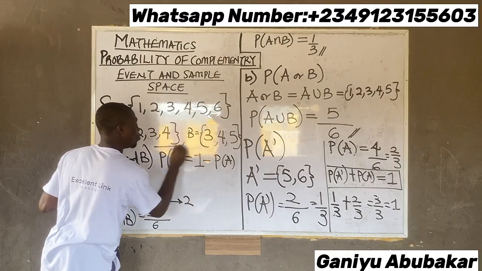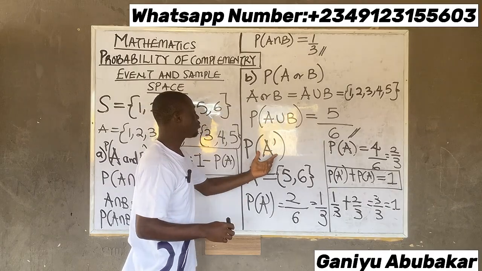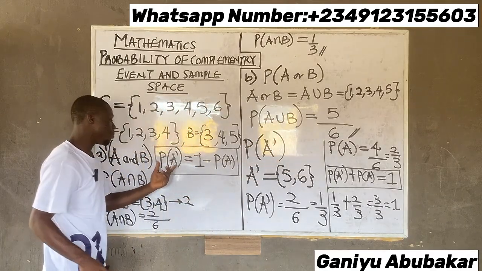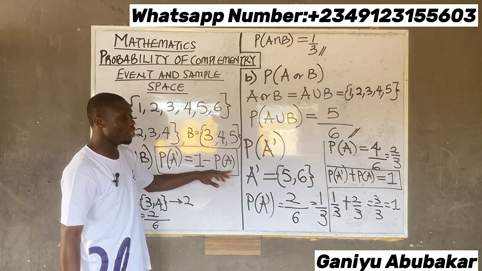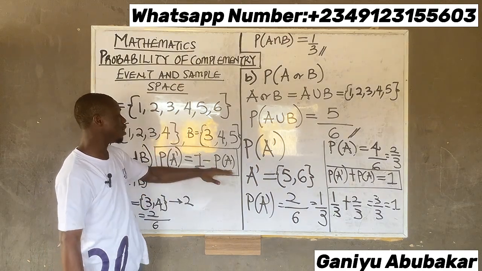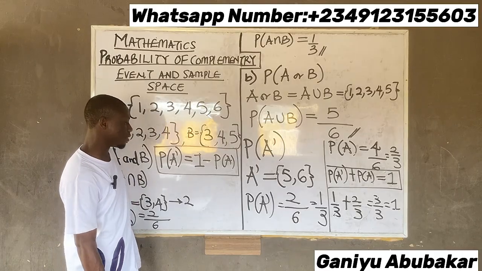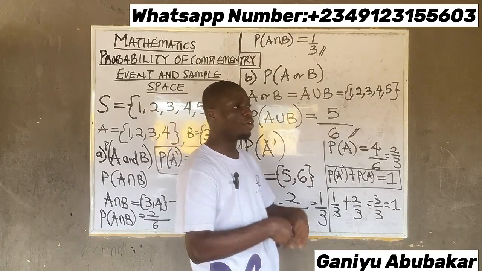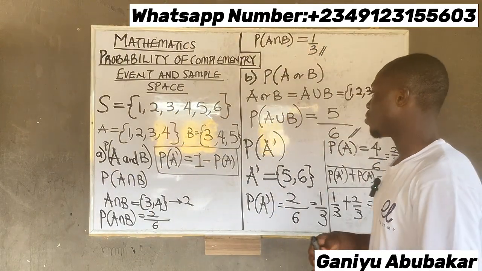This formula you need to know. So if you are asked to find the complementary event of any probability, just do the probability of the complement equals 1 minus the probability of A. So you just find the probability of A alone, and then you have your answer. As simple as that, right? So this is how the idea of complementary event of probability works.